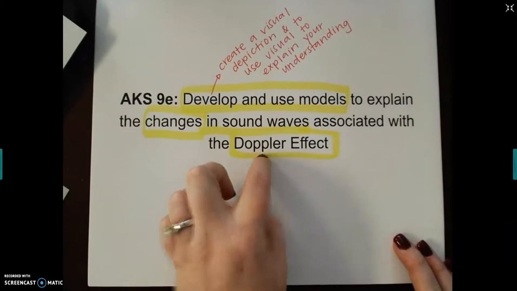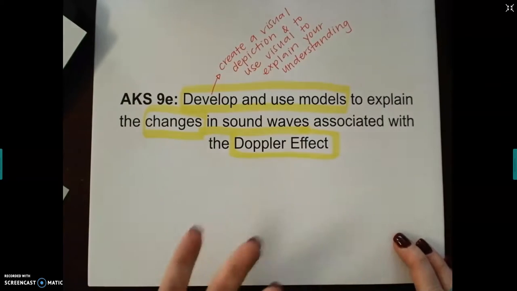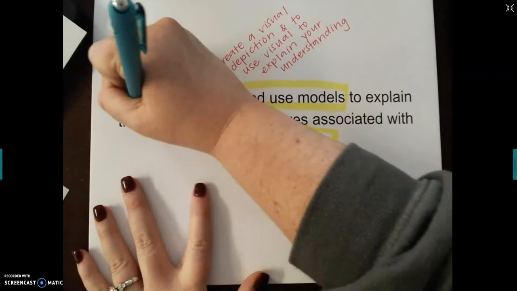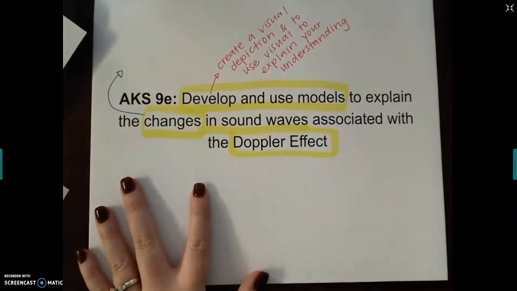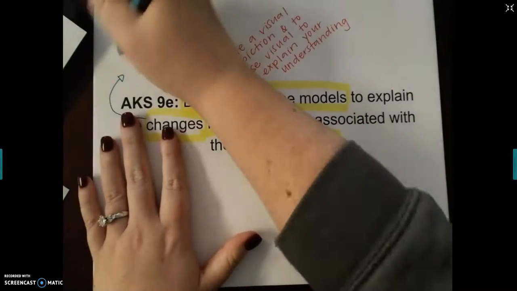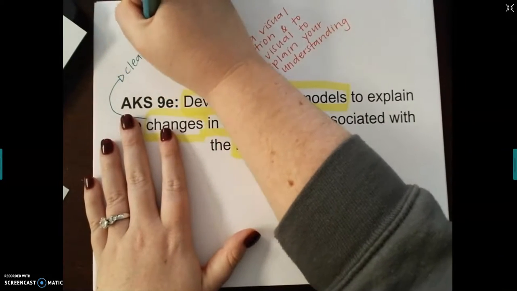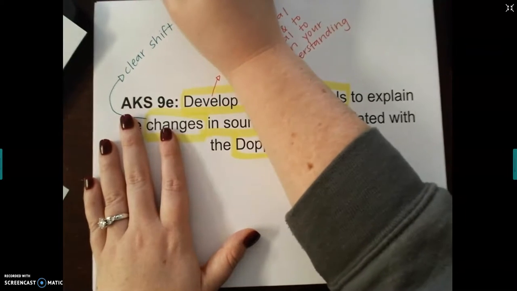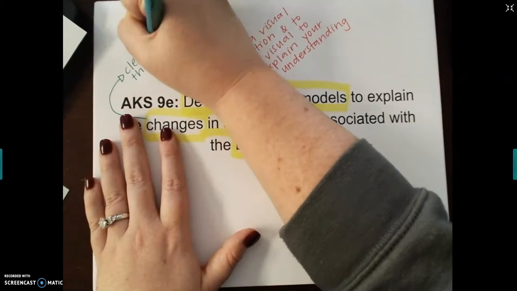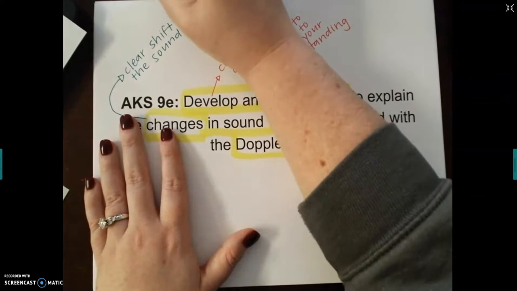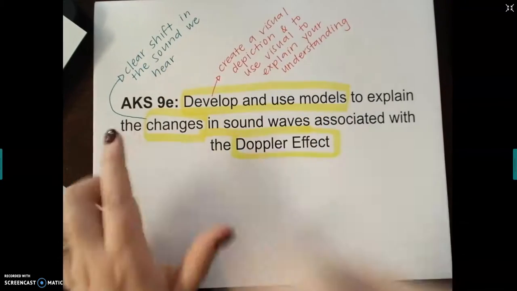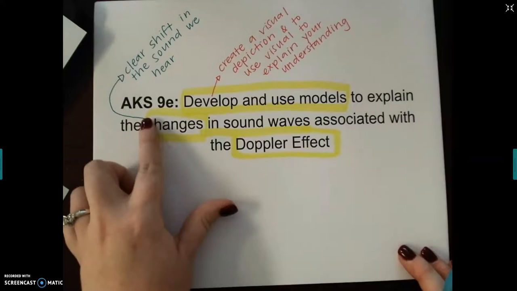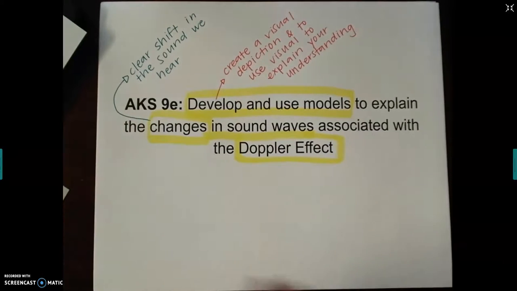The second key terms we marked were changes in sound waves. And so when we're talking about the Doppler effect, those changes in the sound waves are going to have to do with the frequency. So I'm going to draw an arrow from changes up here, and I'm going to write that there's a clear shift in the sound that we hear. That's really what it's saying when it's saying that there's changes in sound waves. It means that I'm going to be able to definitively tell that there's a difference sometime during this effect of the Doppler effect. I'm going to hear something different from the beginning to the end.